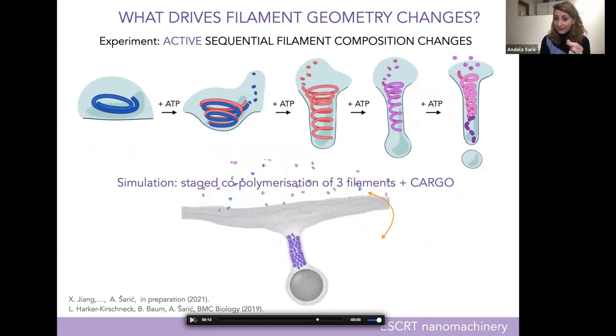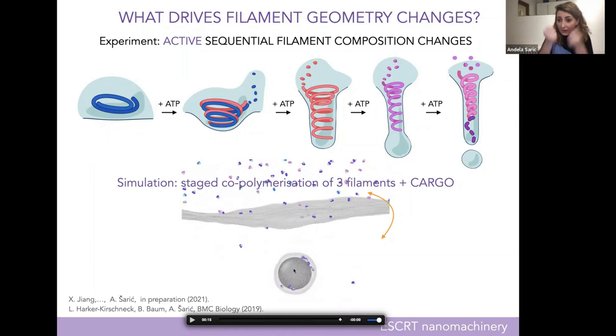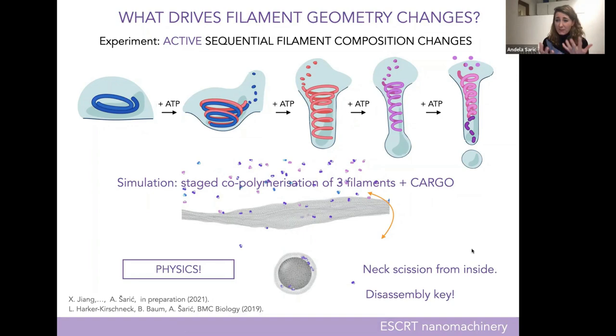And then as this last helix is depolymerized, the neck gets naturally cut because the cargo cannot squish through. So the next best thing is just to cut the membrane. And we didn't impose this scission by any move. This simply occurs due to thermal fluctuation. So this was the first model for this neck scission from the inside. And again, disassembly is key.